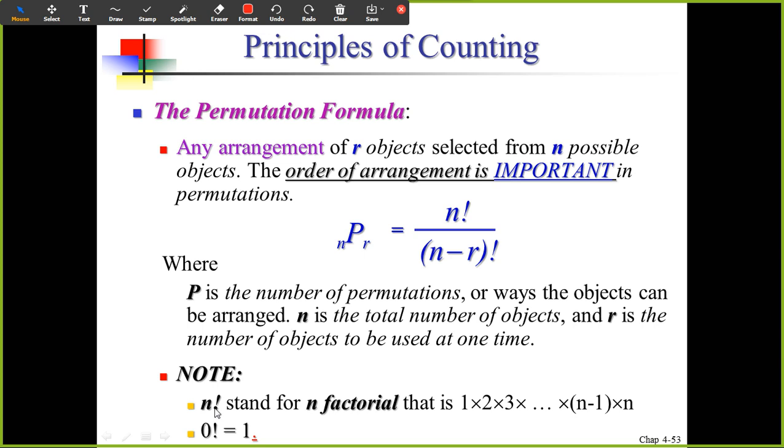So note, this exclamation mark here stands for n factorial, that is equal to 1 multiplied by 2 multiplied by 3 multiplied by 4, up to n. 0 factorial is equal to 1. Some students ask me why 0 factorial is equal to 1. I will show you.